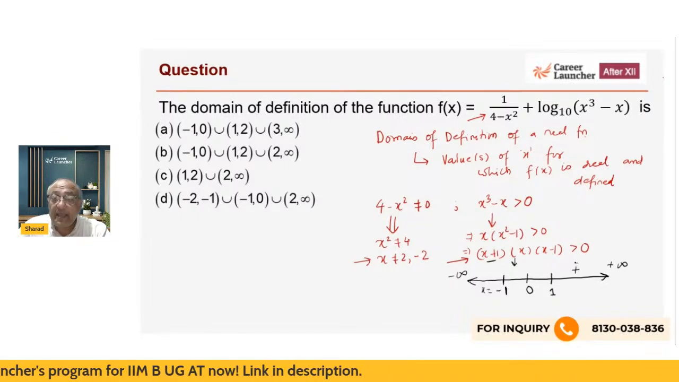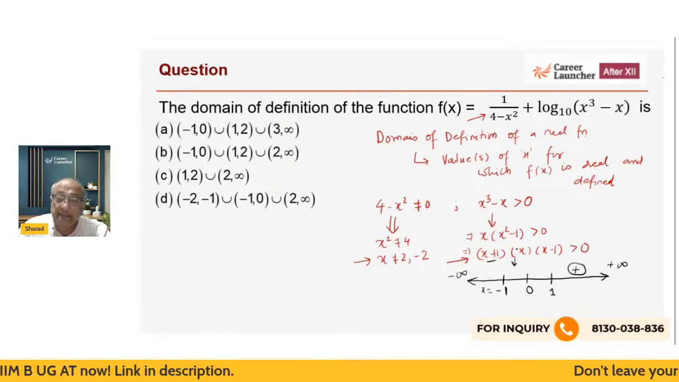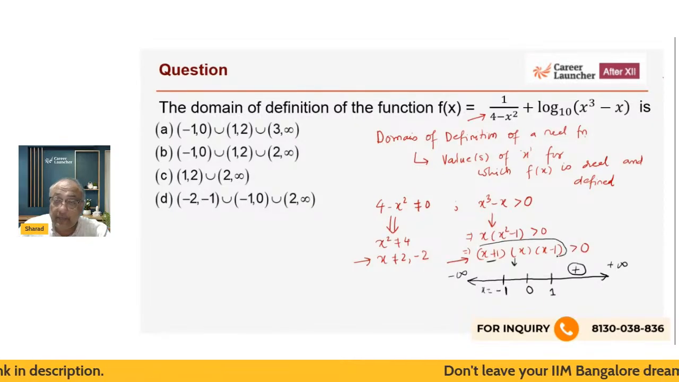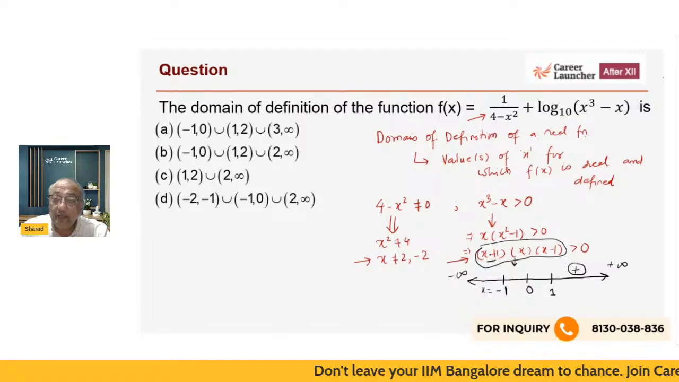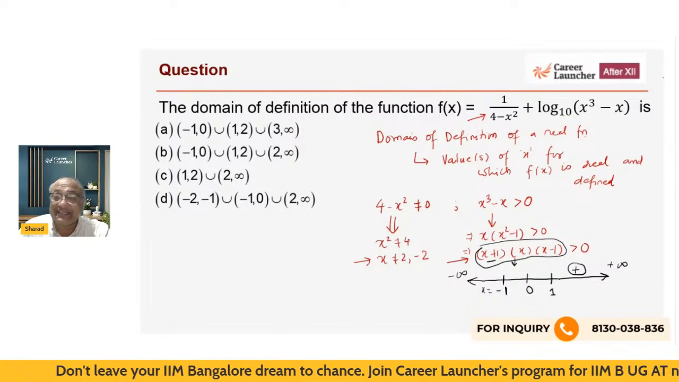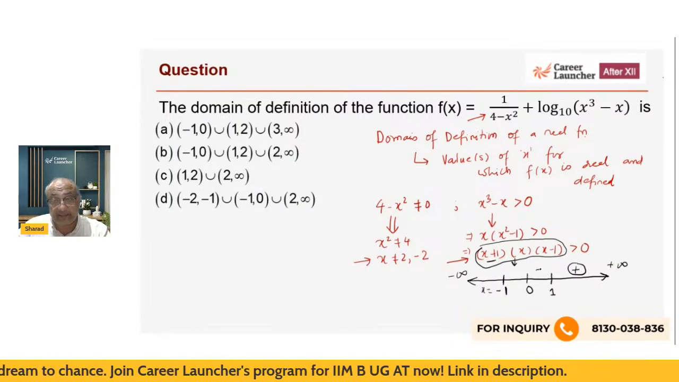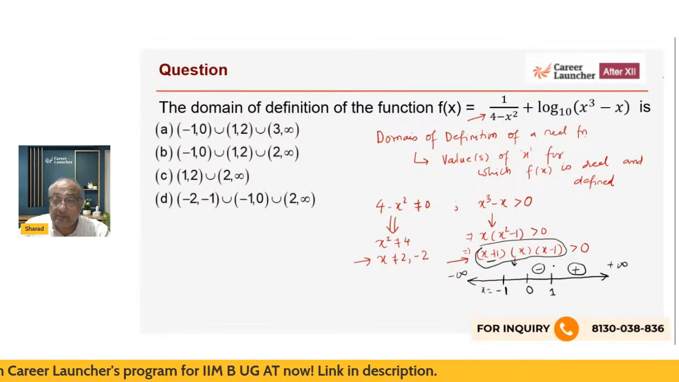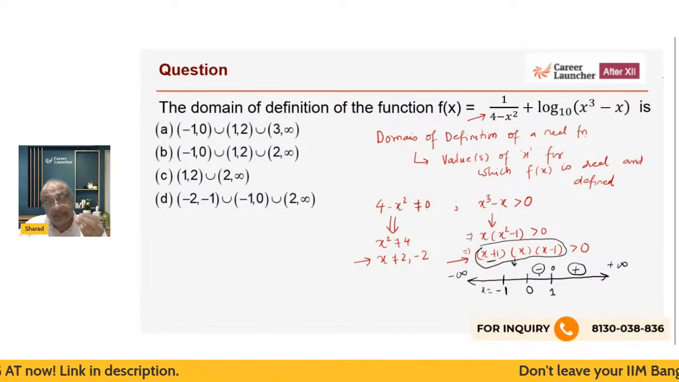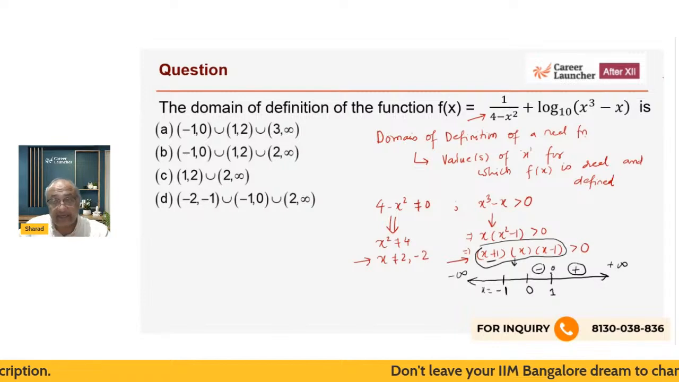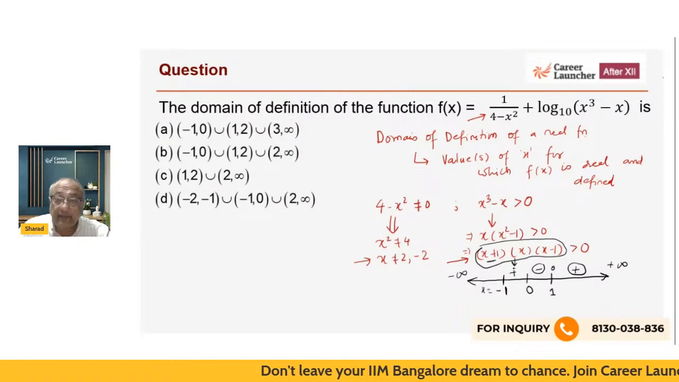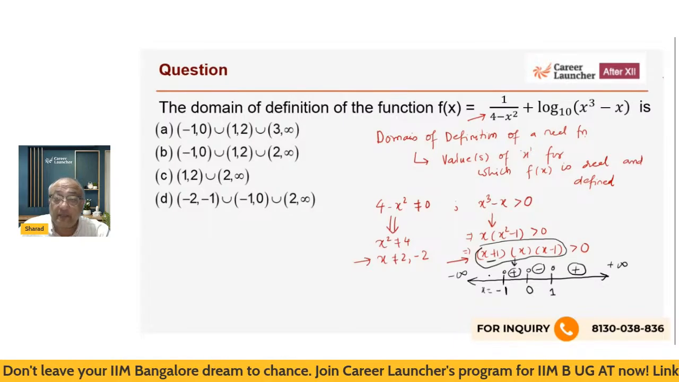Beyond this, if I take any value of x, let's take 2. 2 plus 1 is 3, 3 into 2, 2 into 1. This is 6. 6 is greater than 0. That is why plus. Plus means the expression is greater than 0. As soon as 0 comes, the expression will change its sign. It will become negative here. Over here, again it is plus. Why? Because we have again encountered a 0. Again encountered a 0, this will become negative.